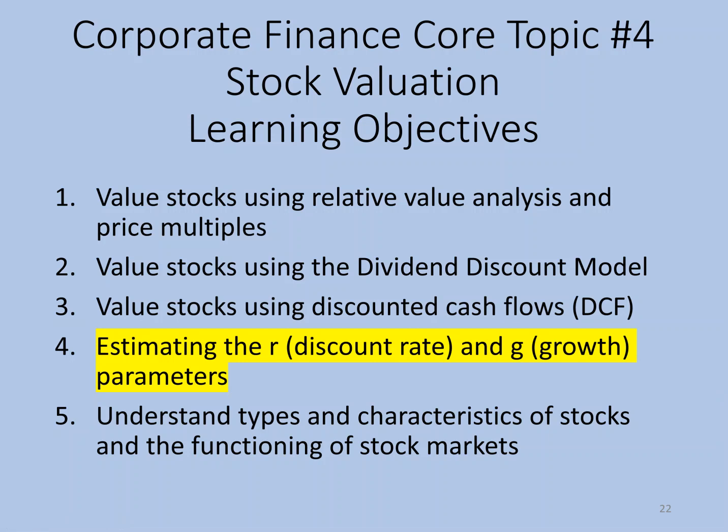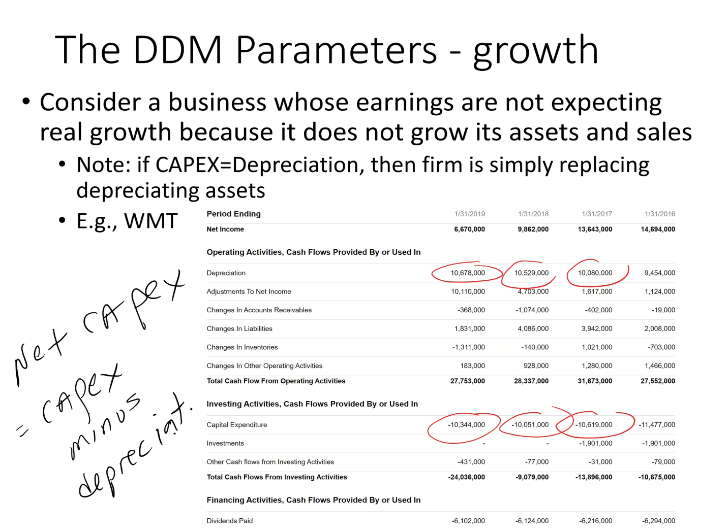Corporate Finance Core, Topic 4, Stock Valuation. Learning Objective number 4: estimating the R, discount rate, and G, growth parameters in the valuation of stocks.